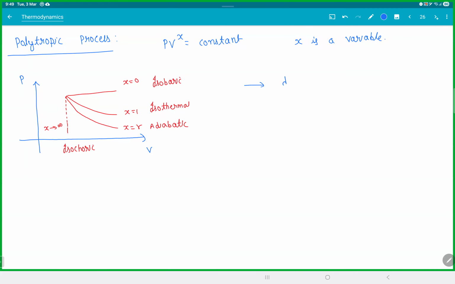So as usual, first thing, what is dU? F by 2 nR dT. It doesn't matter which process you take, dU is always nCv dT. What is work done? Now you can see mathematically this looks like PV power gamma only, so you're just replacing gamma with x and you'll still get the same work done. So P2 V2 minus P1 V1 by 1 minus x, or nR delta T by 1 minus x. Right? So this is the work done when x is not equal to 1. For x is equal to 1, it becomes an isothermal process. You know the formula.